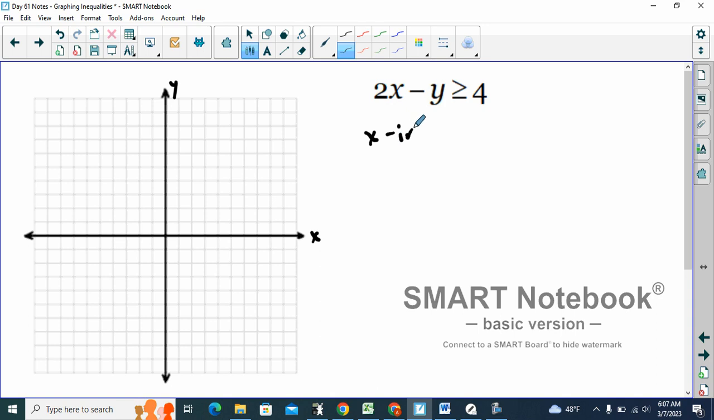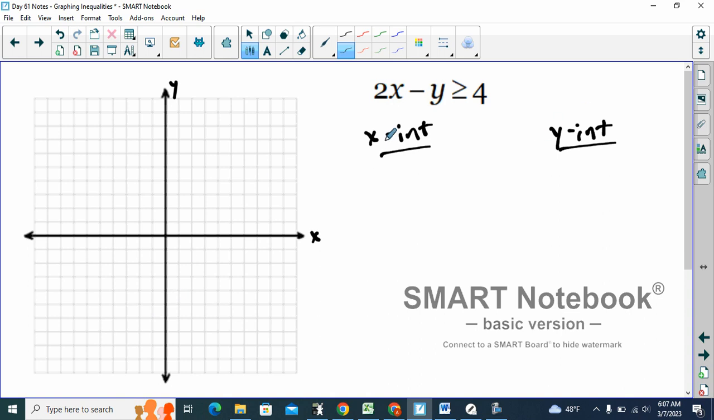To find the line here, we are going to find the x-intercept and the y-intercept. And remember, we want to start thinking about where the line is. So the line, we don't need to worry about the greater than or less than. We're just finding the points that would make it equal. That's the border, the line between the shading and unshading.